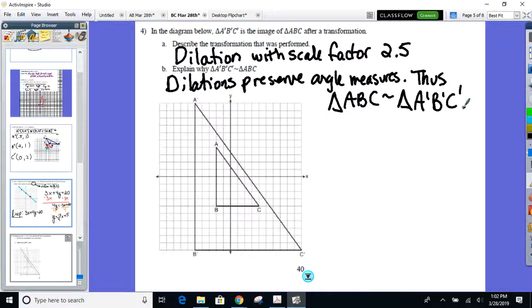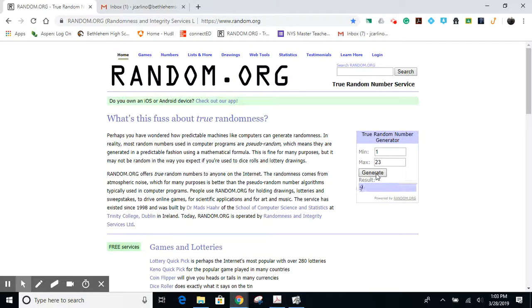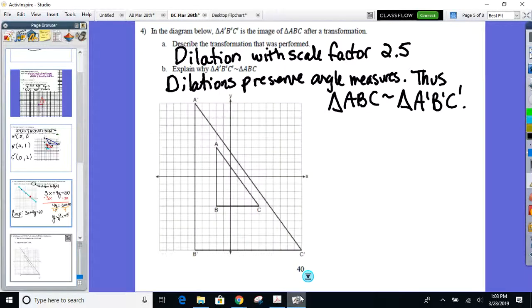Okay, I need to know what you and your group decided to do. We dilated the points. So you dilated the point first and then found the distance.